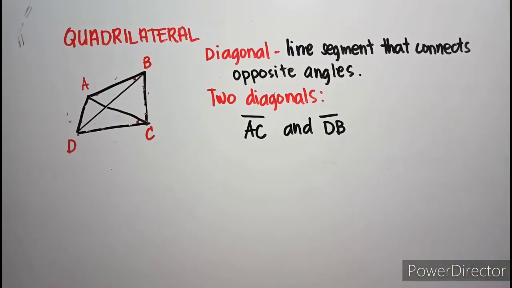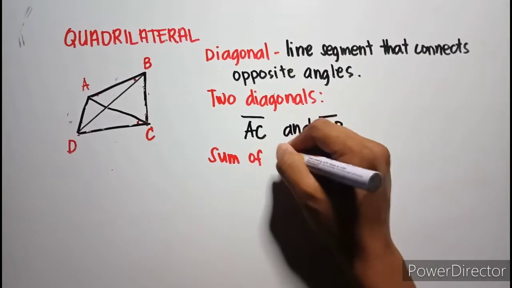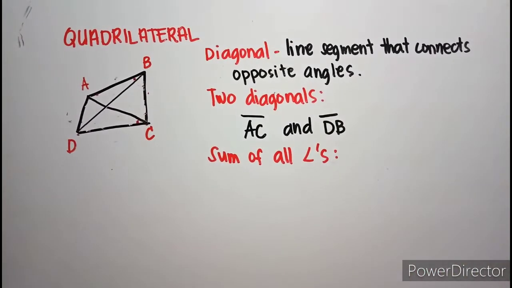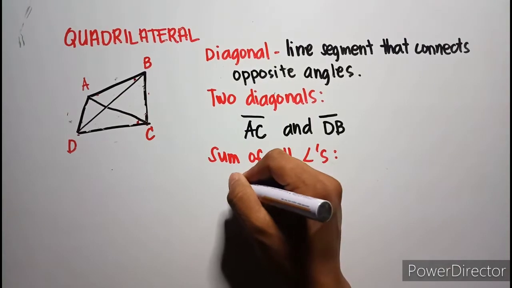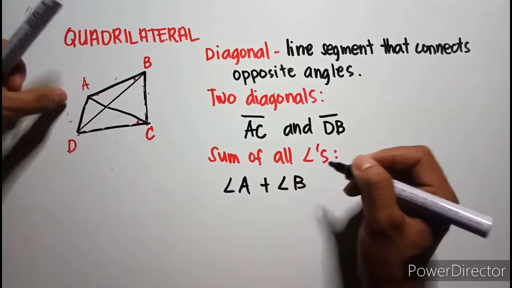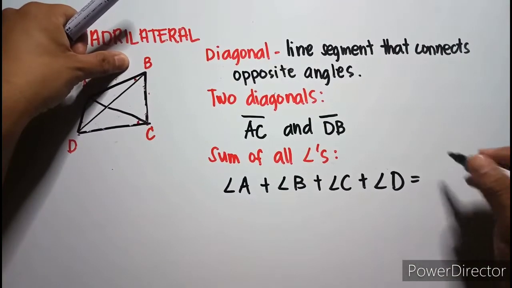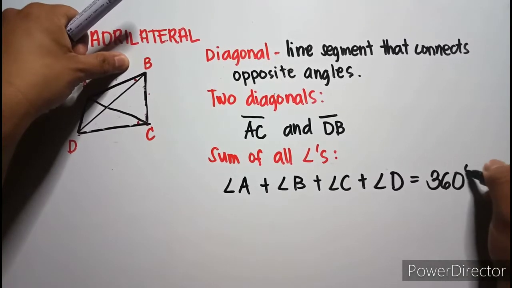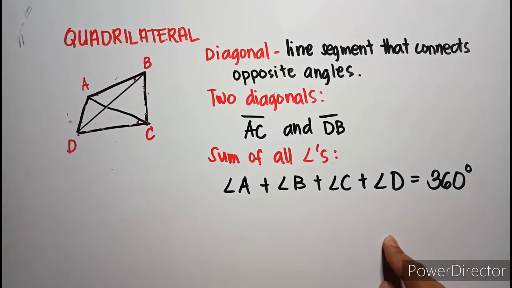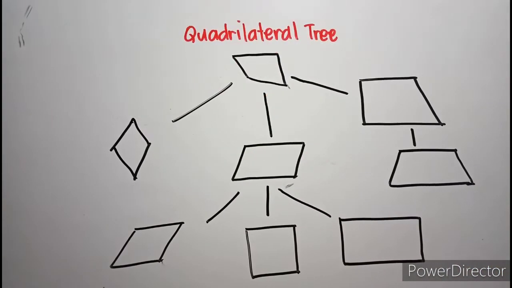Now, aside from diagonal, we can also have the sum of all angles. Measures of all the sums of all angles. Okay. So, in a quadrilateral, we have four angles. The sum of angle A plus angle B, yung sukat ni angle A plus sukat ni angle B plus sukat ni angle C plus sukat ni angle D ay equal siya sa 360 degrees. So again, the sum of all angles is 360 degrees.